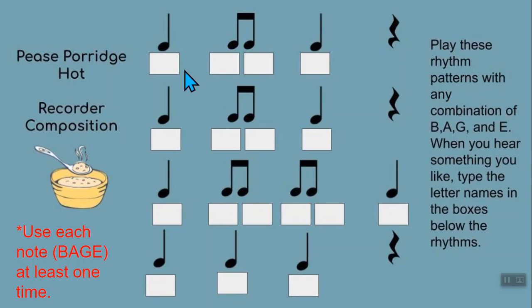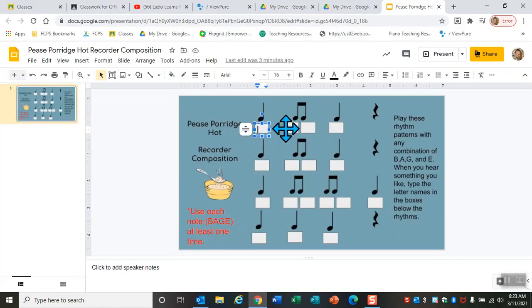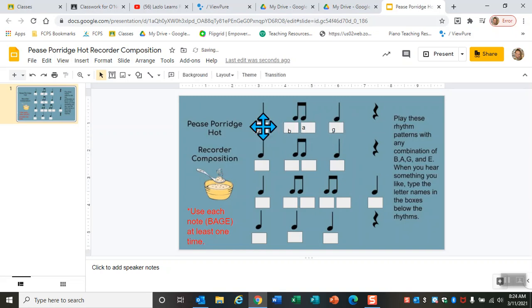So, play some patterns, and when you hear something that you really like and you want to keep forever, then you're gonna type it in here. So let's say I like the one I just did, so I'm gonna go B. No, I didn't do that. I went G. B. Oops, come on, my thumbnail. B, A, G. Okay, so you're gonna compose your own little melody using the rhythms here.